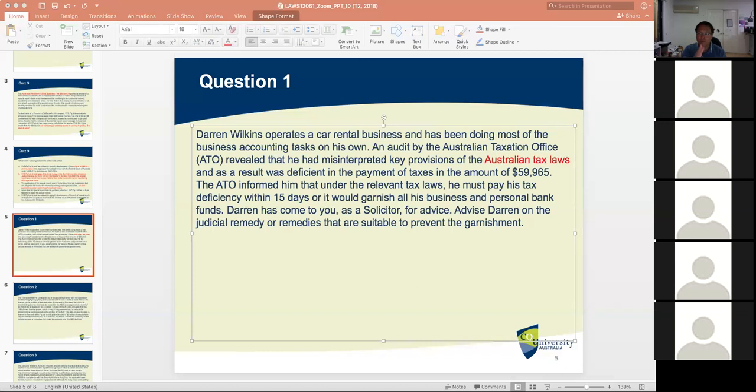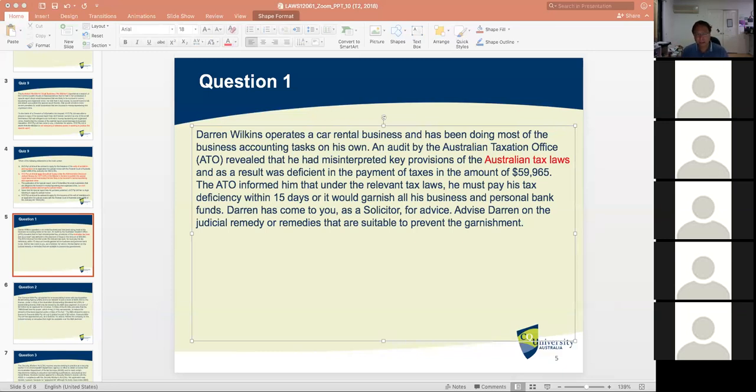Okay, so anyway, to make it quick, what is the ground for judicial review? There would be two grounds for judicial review. One is that there could be a breach of the rules of natural justice. Imagine, the funds of Darren Wilkins will be garnished without even giving him an opportunity to explain that he did not have any liability or that the funds shouldn't be garnished. So that is obviously a breach of the right to natural justice.